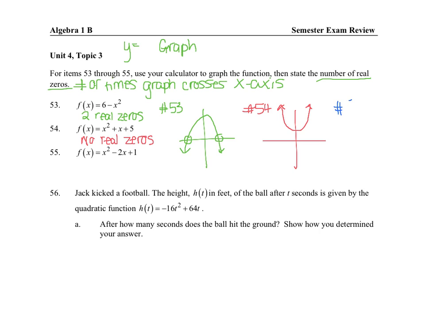Finally, for 55, when we look at the graph, we get a graph, sorry, this is really hard to see with my application, but we get a graph that crosses the x-axis at exactly one place, meaning the vertex is also the x-intercept. So in this case, we have one real zero.